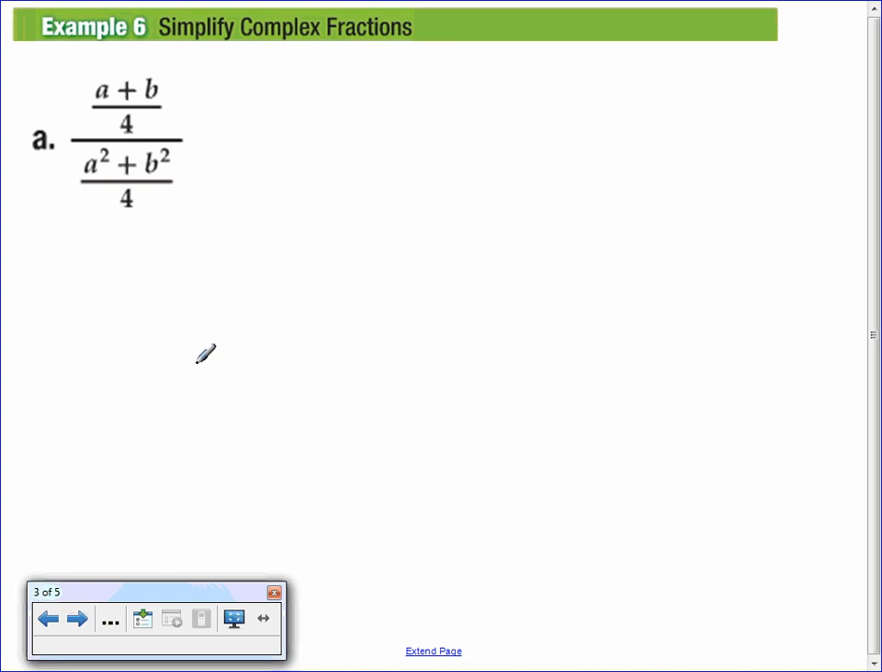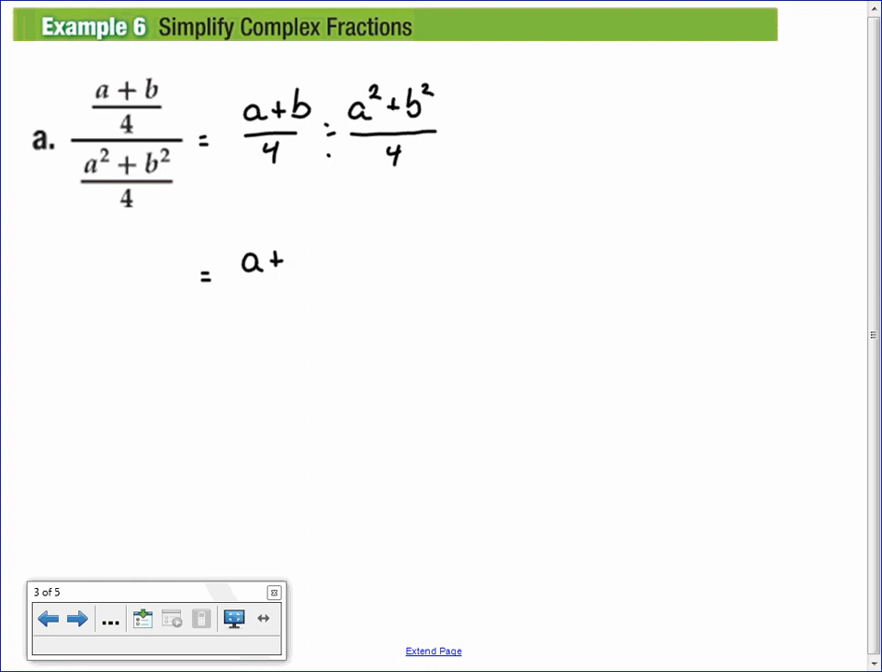My first example right here, step 1, rewrite it as a division problem. (a plus b) over 4, top divided by bottom, divided by (a squared plus b squared) over 4. Then you're going to change this to multiplication and flip this fraction over. (a plus b) over 4, the first one does not change, and then flipping this one over, I get 4 over a squared plus b squared.